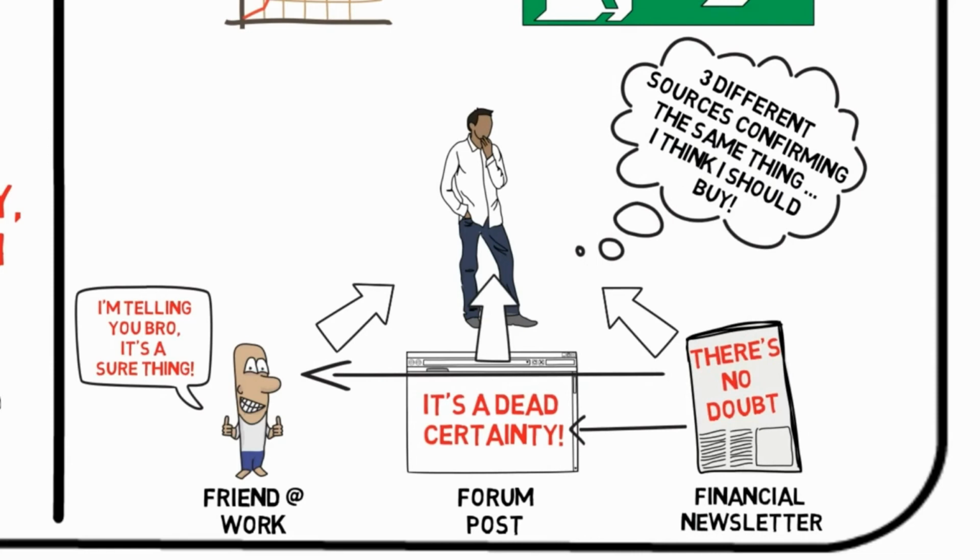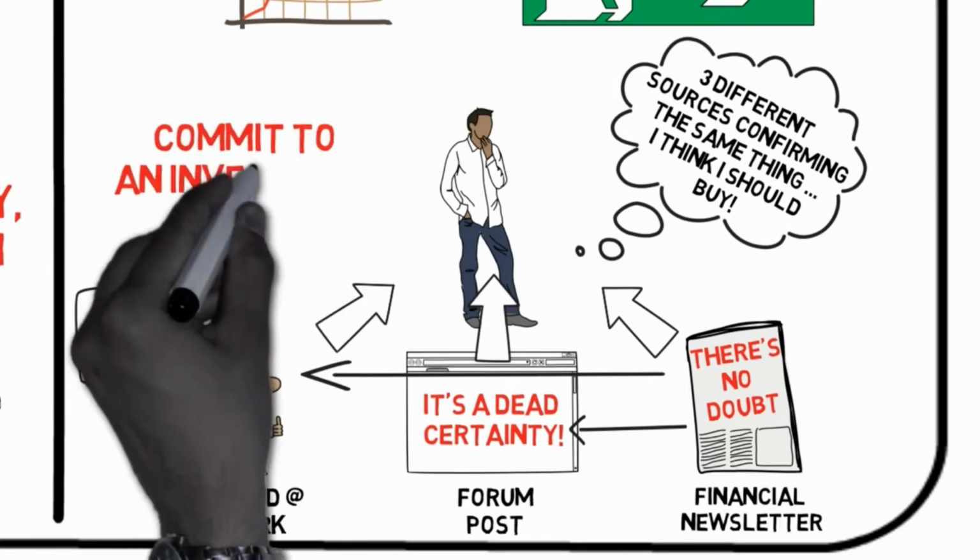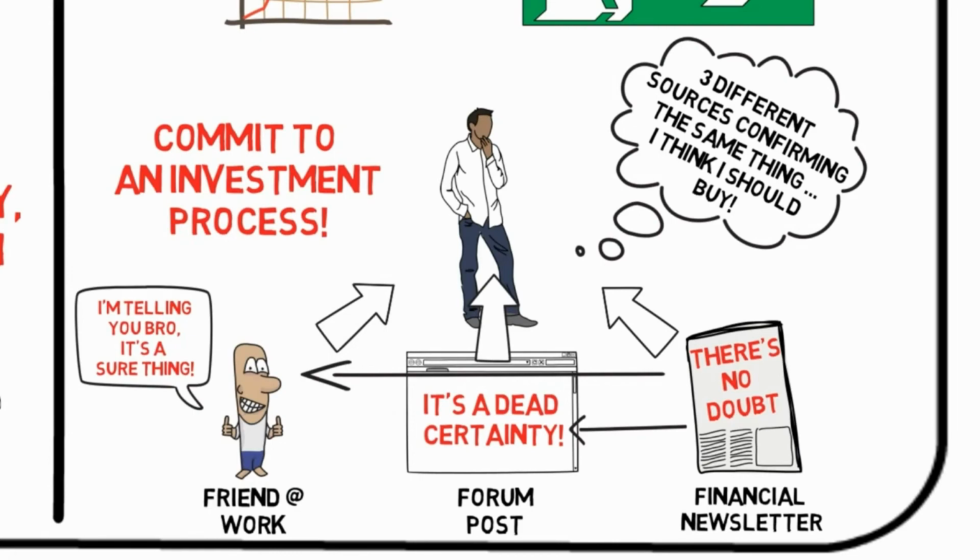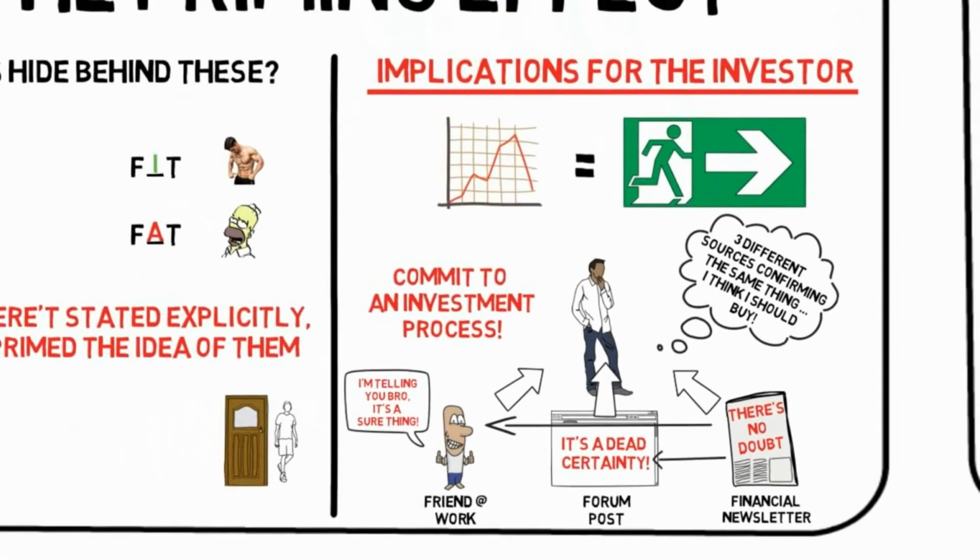You can't avoid being primed, but you can reduce the effect that it has. My recommendation is that you must commit to being consistent to an investment process. For instance, you put X% of your monthly salary into a brokerage account, no matter if the market has gone up or down. You buy or sell a company when it fulfills a couple of predefined criteria, no matter if your best friend is advising you to or not.